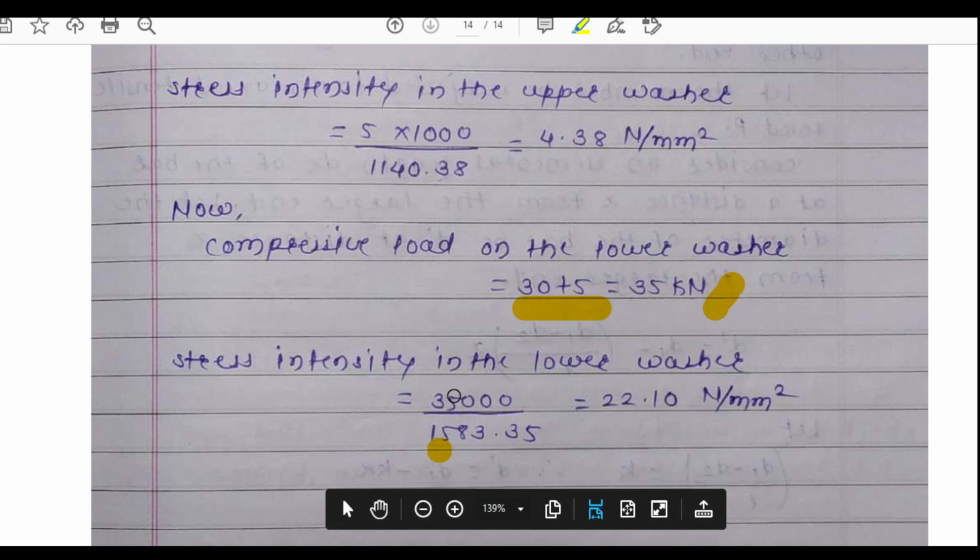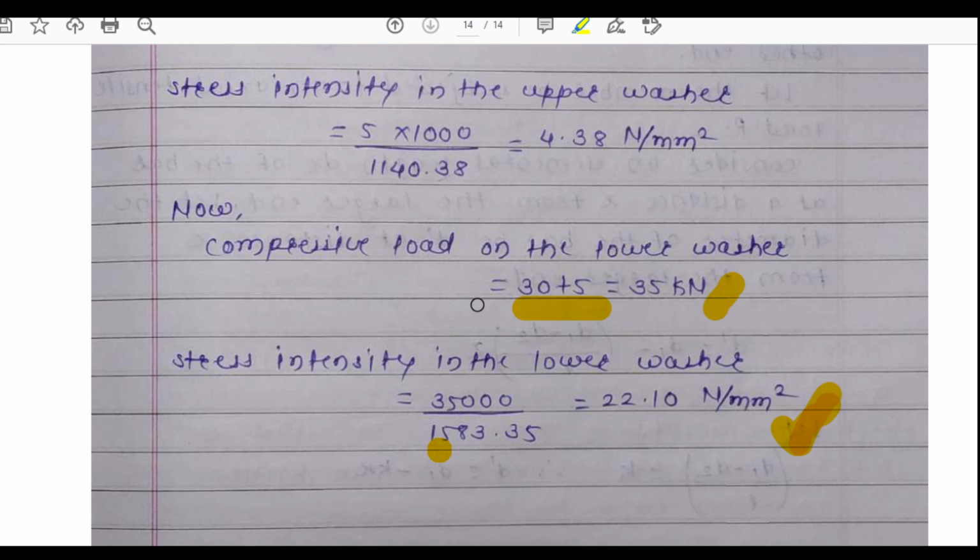This is the area of lower washer. So stress is load upon area is equal to 22.10 newtons per mm square. Okay, this will be your stress intensity in lower washer ड्यू टू द टाइटनिंग ऑफ बोल्ट. यहाँ पे आपको समझ में आया होगा, जब हम लोग ने बोल्ट टाइट किए नहीं थे तब लोड कितना लिया था, जितना लोड उस पे एक्ट हो रहा है 30 किलो न्यूटन्स का उतना ही लिया था.